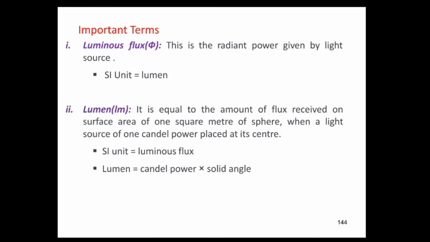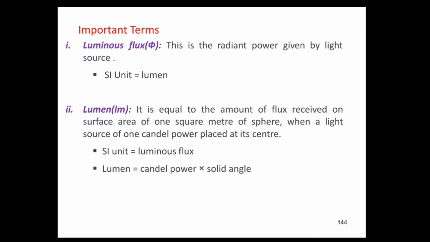Next, the important terms associated with lighting. First is luminous flux. This is the radiant power given by the light source, and it is expressed in SI unit as lumen. That means, what actually is the radiant power of that particular bulb or street light. A simple example is to distinguish the various bulbs depending upon the amount of radiation or light they can generate.